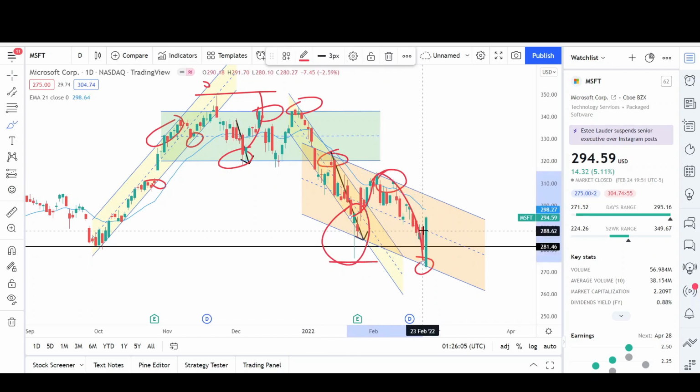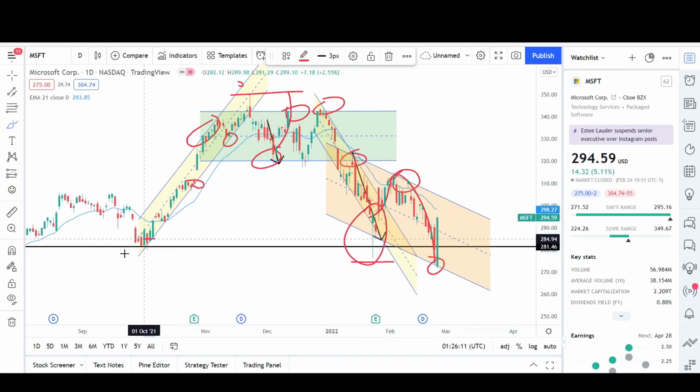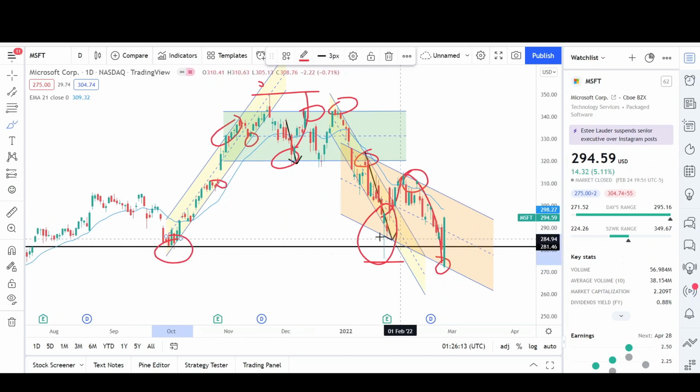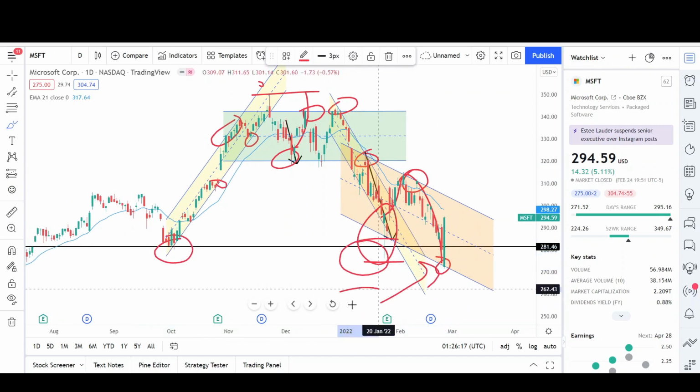So this time is a little different because we did have a breakout outside of the yellow downtrend channel, and we did have a triple test of this level. You can see that was the first test, this was the second test right here, and now we just had the third test just today.